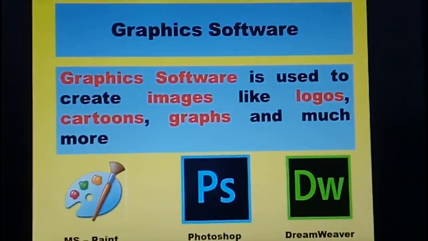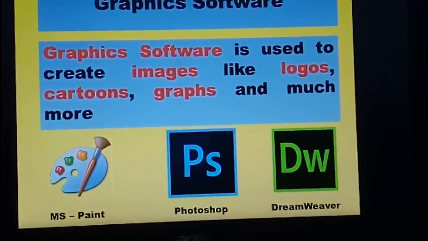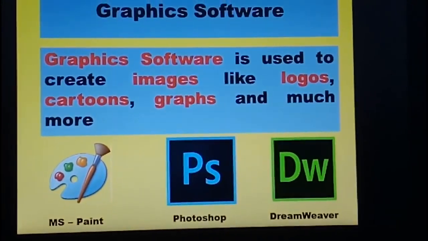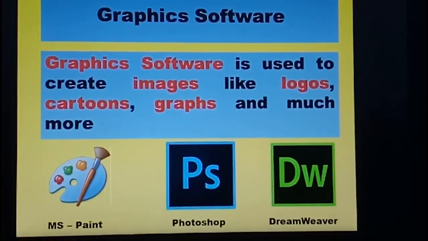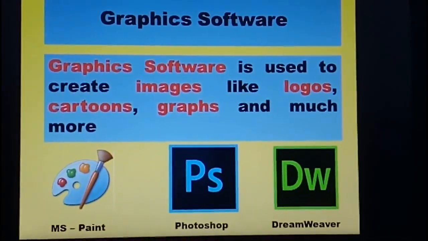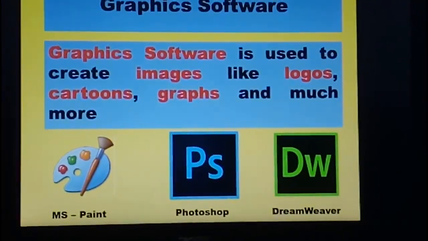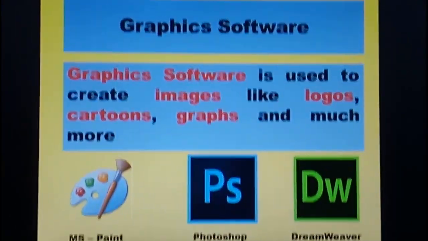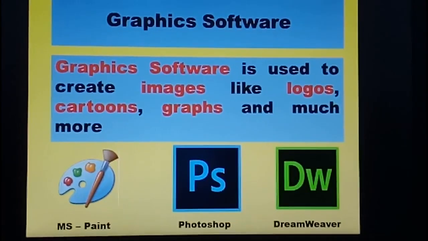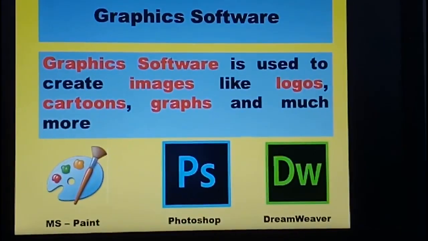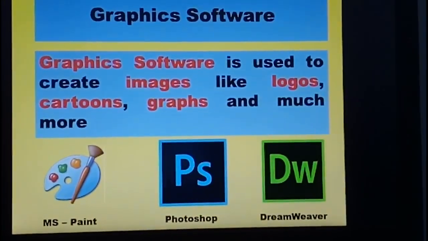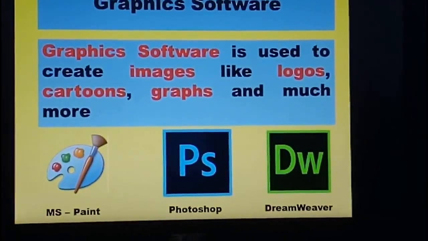Graphic software. What's graphic software? MS Paint. MS Paint, the software you love so much, is a graphic software. It's used to create images like logos, cartoons, graphs, and much more. So MS Paint is basically a very simple software. Real professionals, they would use something like Photoshop, which you may have heard of, and Dreamweaver, which is highly professional stuff.